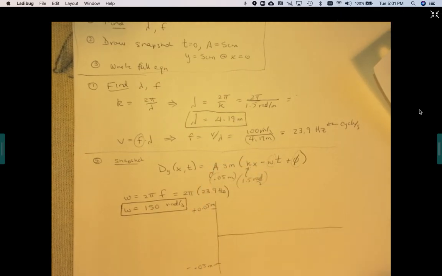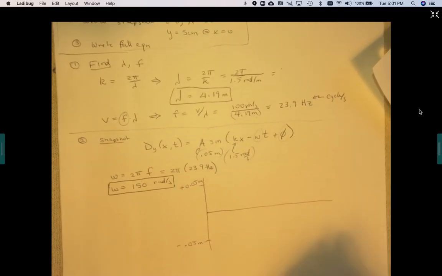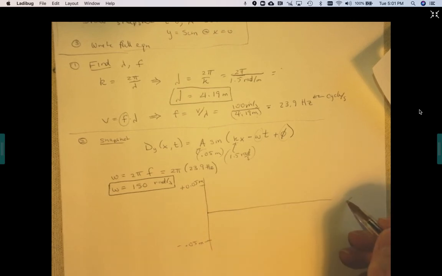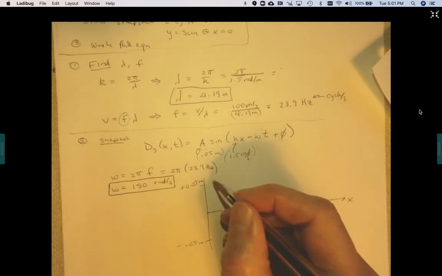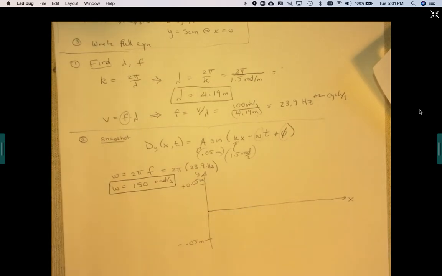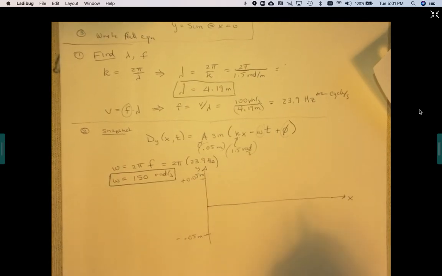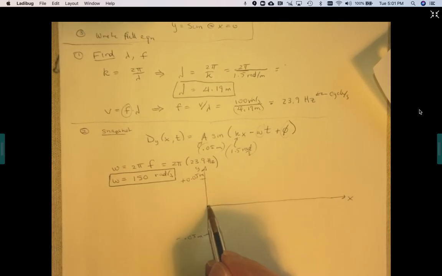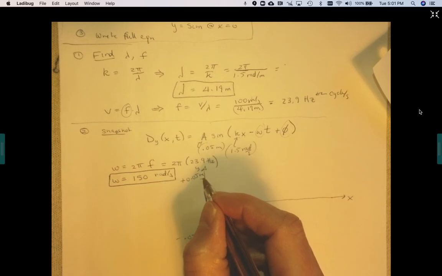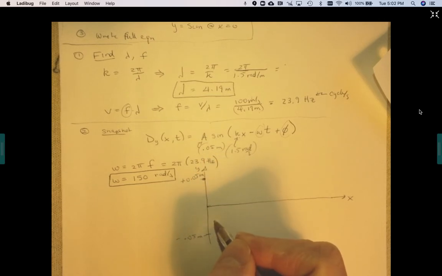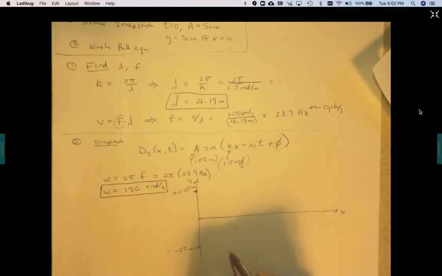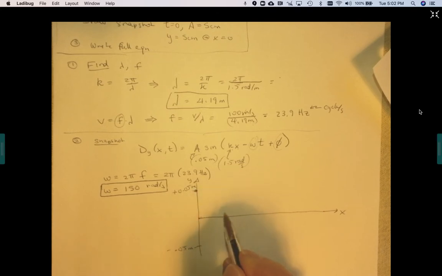Okay, and so this is going to be our x, because our snapshot is just what the position looks like, y versus x. At t equals 0 and x equals 0, my displacement is 5 centimeters. That means I'm at the peak of the wave here, so this is going to look like a cosine curve.